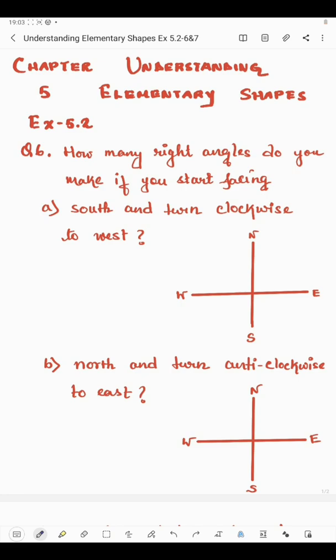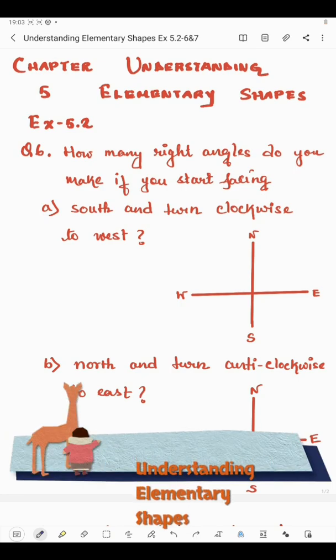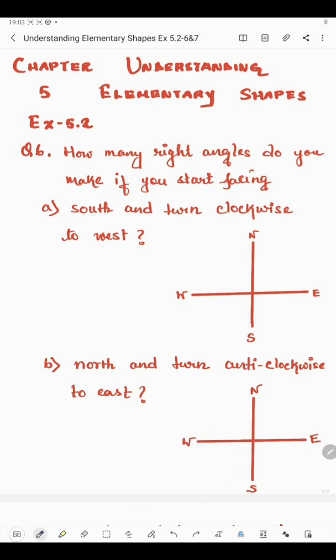Hello students, now I am going to start question number 6 of exercise 5.2. Question number 6 says, how many right angles do you make if you start facing south and turn clockwise to west? We have to find the number of right angles. If you are facing south and turn clockwise to west, how many right angles do you make?